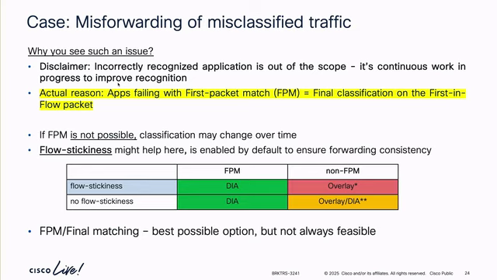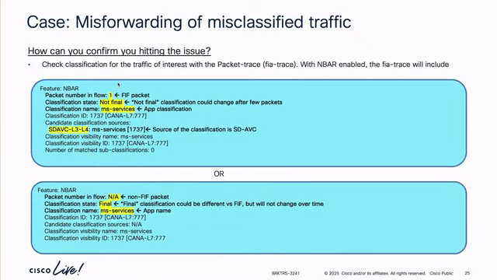What can we really do to ensure that the traffic which is supposed to go to the internet will go to the internet 100% of the time? The answer is we can't, because there's no technology out there which can guarantee 100% that every single packet will be fully recognized every time. But we can use some techniques to increase that probability. So first of all, how can we confirm if we're hitting that limitation? If we are really misforwarding traffic because we were unable to do a first packet match.